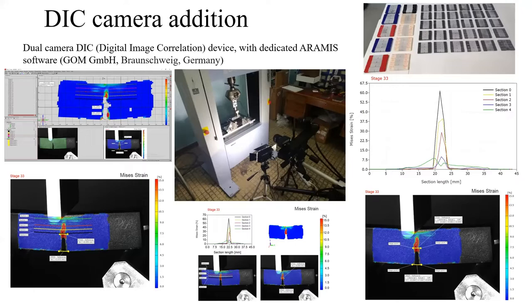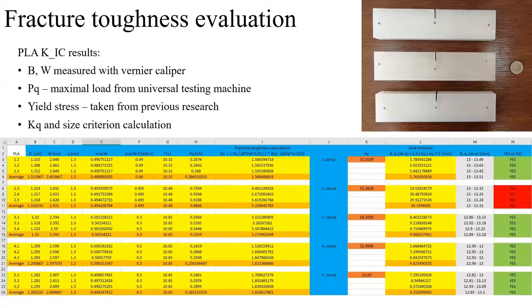On the middle image, you see how the whole laboratory set looked. On the tensile test machine, we used a three-point bending test fixture. For the SEMB specimens, we used a controlled strain rate, 5 mm/min, and the DIC device was in front to capture the front side of the specimens. All the specimens were painted for better quality of the images in the DIC software.